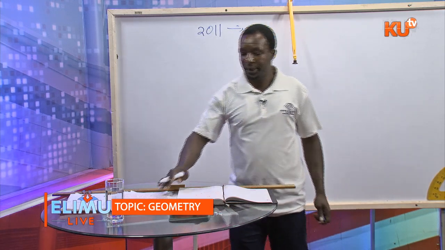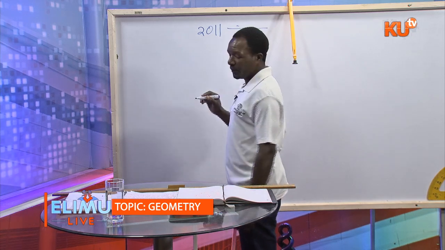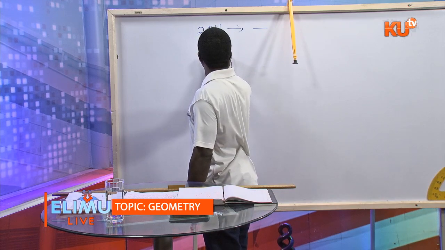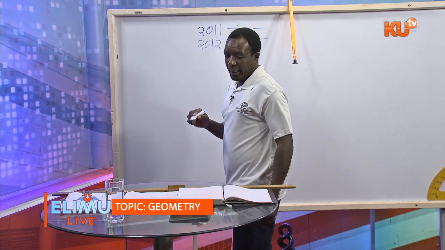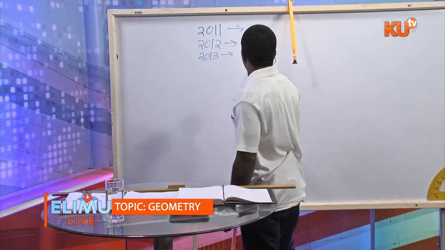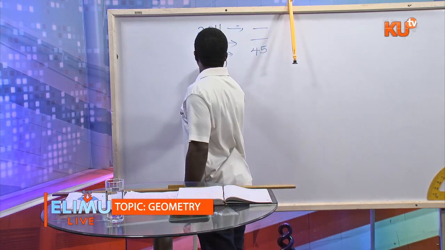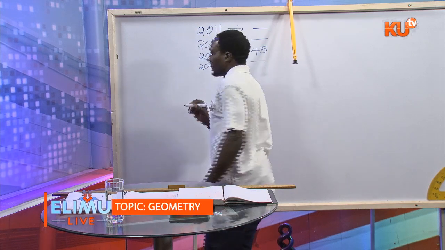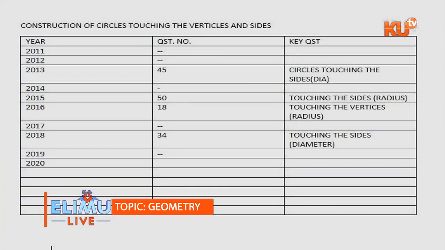In 2011, they did not bring any question on a construction of a circle. In 2012, they did not bring any question. In 2013, this is where they brought a question number 45. In 2014, they skipped that year. They did not bring any question. In 2015, there was a question on construction of a circle, that is question number 50.